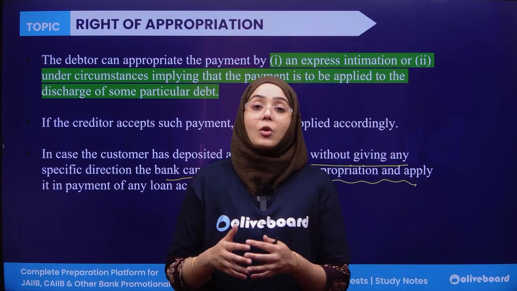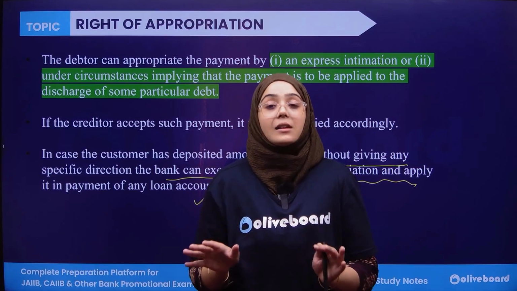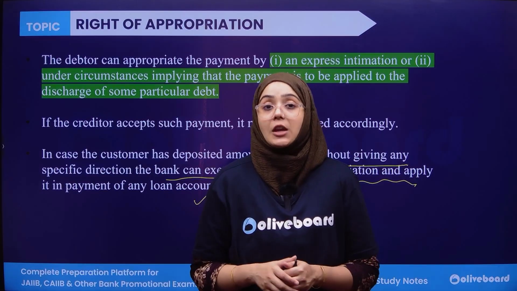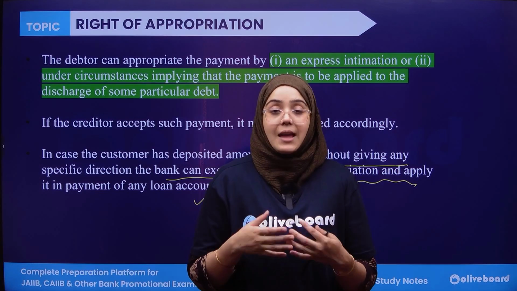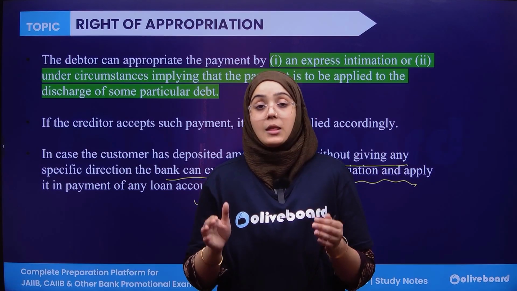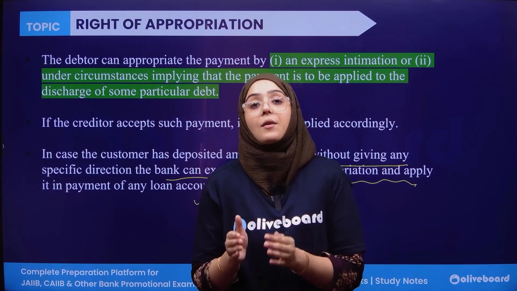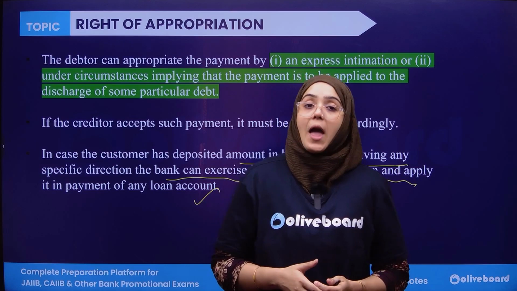Third, we have discussed what is the right of lien or banker's lien. Banker's lien is an implied pledge. The bank has the right to retain the possession of the goods until the debt of the latter is fully paid. Then we have discussed the right to set off. The bank has the right to set off the debit balance with the credit balance of the account of the customer.